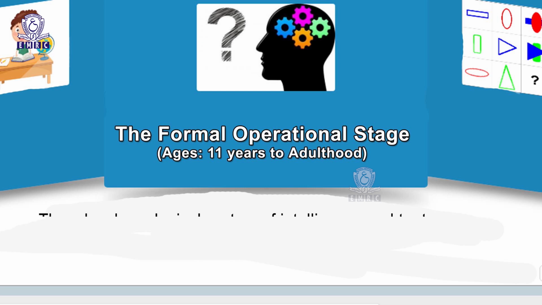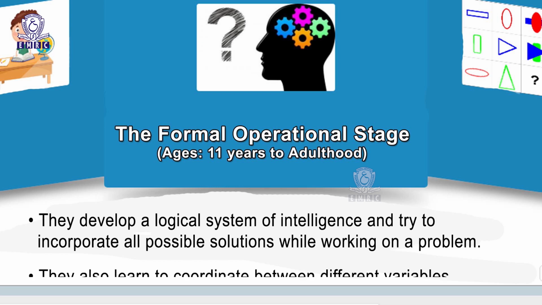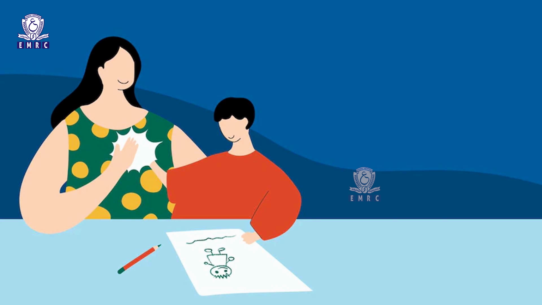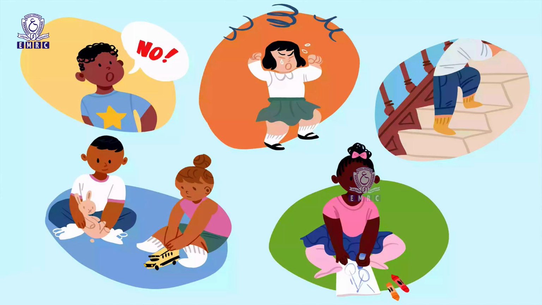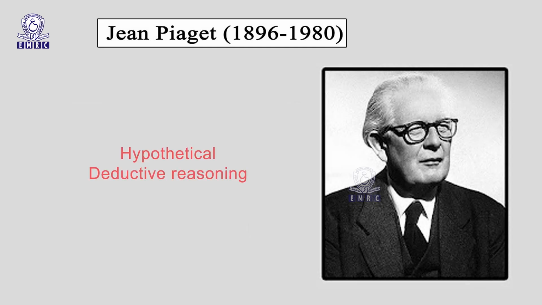They also develop a logical system of intelligence and try to incorporate all possible solutions while working on a problem. They also learn to coordinate between different variables. Children in this stage use something called a formal operations problem solving strategy, in which an individual begins by identifying all the factors that might affect a problem and then deduces them systematically. Piaget calls it hypothetical deductive reasoning.